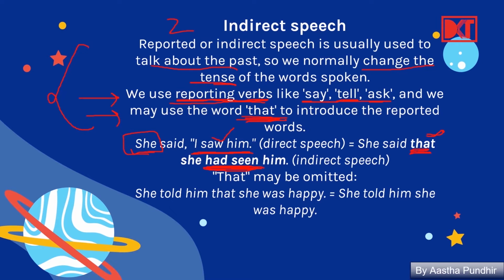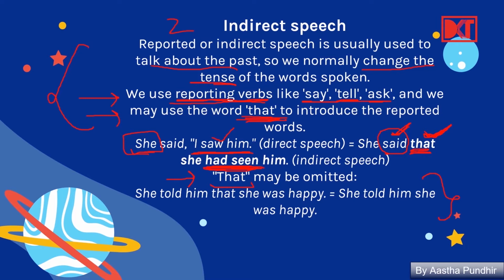And this said, the past form of say, is a reporting verb which is used. That has been used and the tense has been changed. All right. Now there is an option sometimes that you may omit that. Like, she told him that she was happy can also be said as she told him she was happy. Although it's really a choice and depends from person to person, and maybe syllabus to syllabus, whether they choose to omit that or not. But in conversations, practically, yes, you may omit that sometimes.